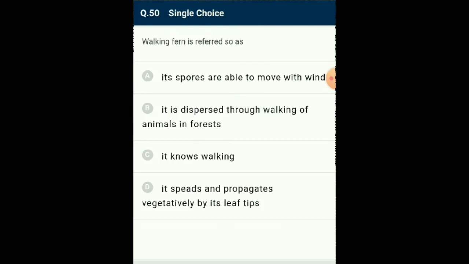Question number 50. Walking fern is referred to as Adiantum, belonging to Pteropsida, is called walking fern. The leaf tip is used for the vegetative propagation. The Pteridophyta is classified broadly into four classes such as Psilopsida, Lycopsida, Sphenopsida, and Pteropsida. So the answer for this question is option D. It spreads and propagates vegetatively by its leaf tips.